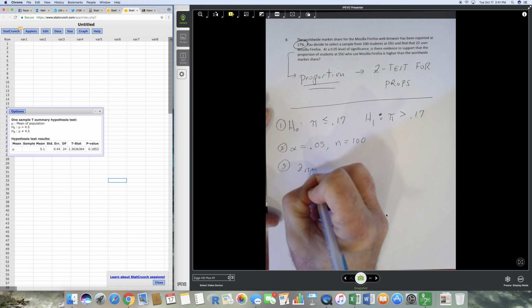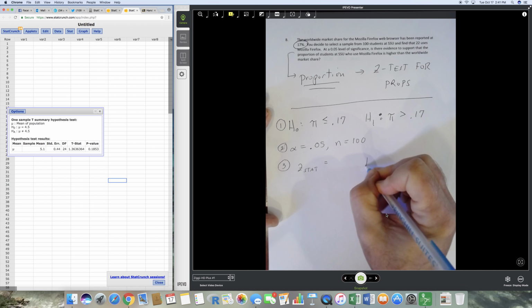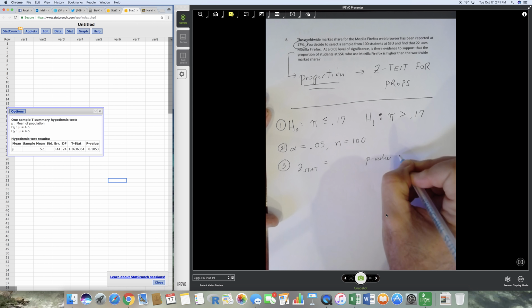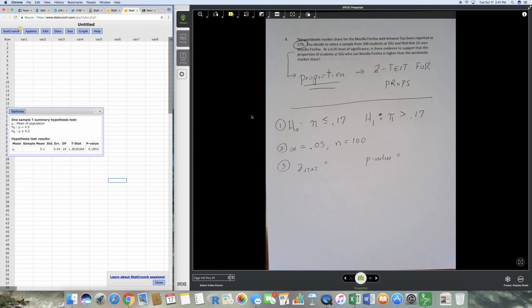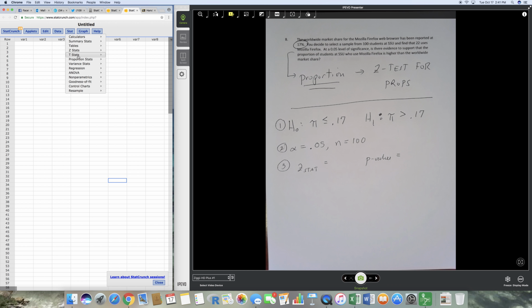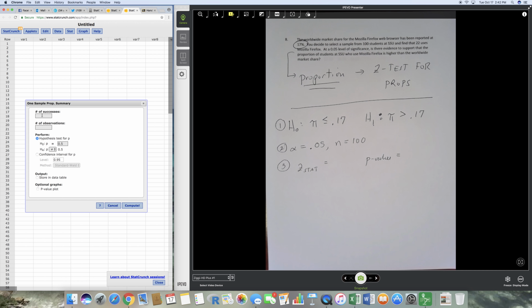So we're going to have a z-stat as our test statistic, and we'll go get our p-value. So guys, over here, Stat, Proportion Stat, One Sample. I had a student one time say, well, what if I don't go there? What if I do? Well, you're going to get it wrong. It didn't work that way. All right, so number of successes.